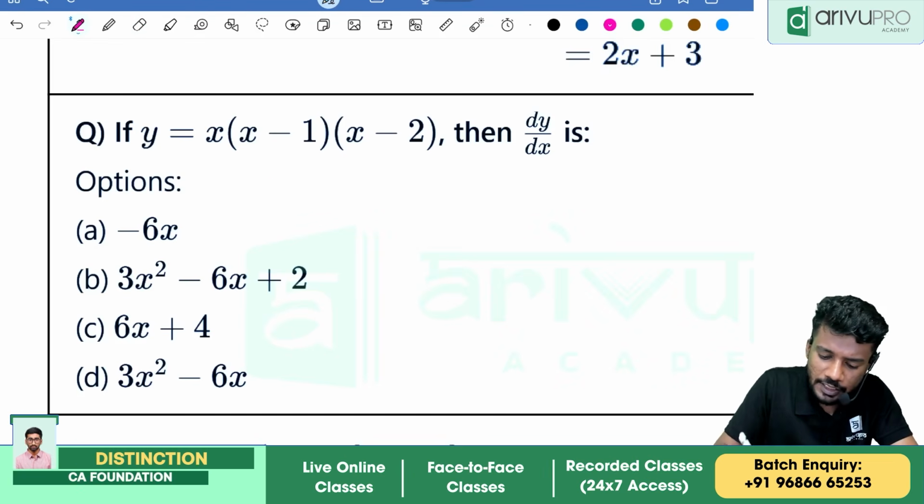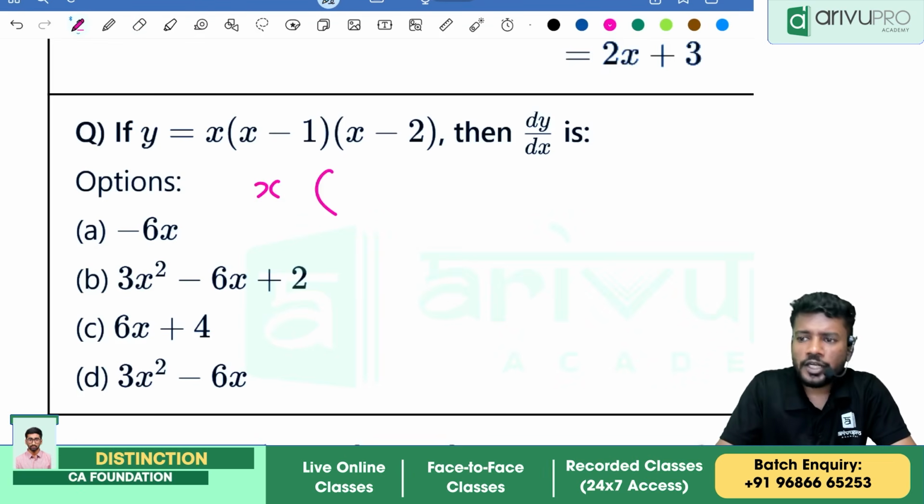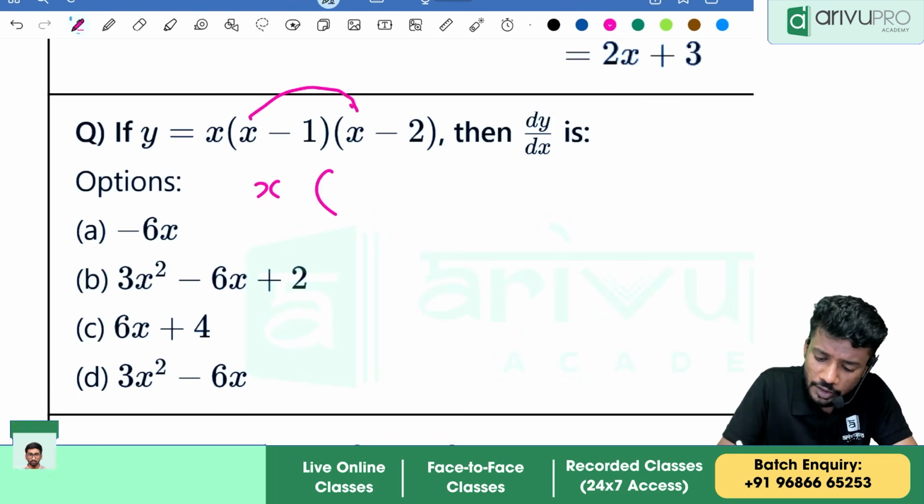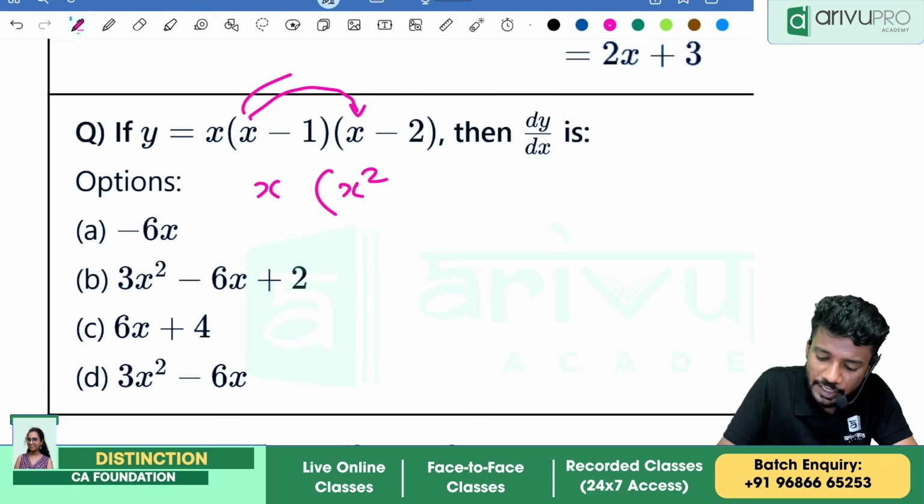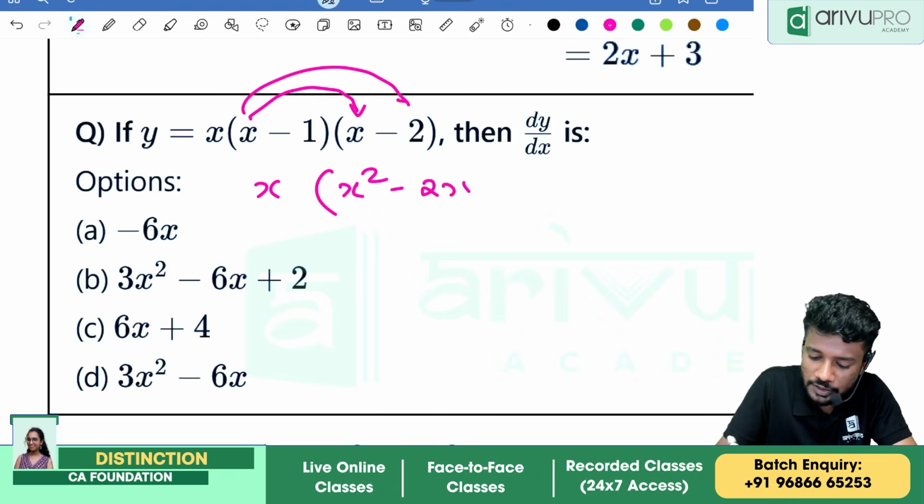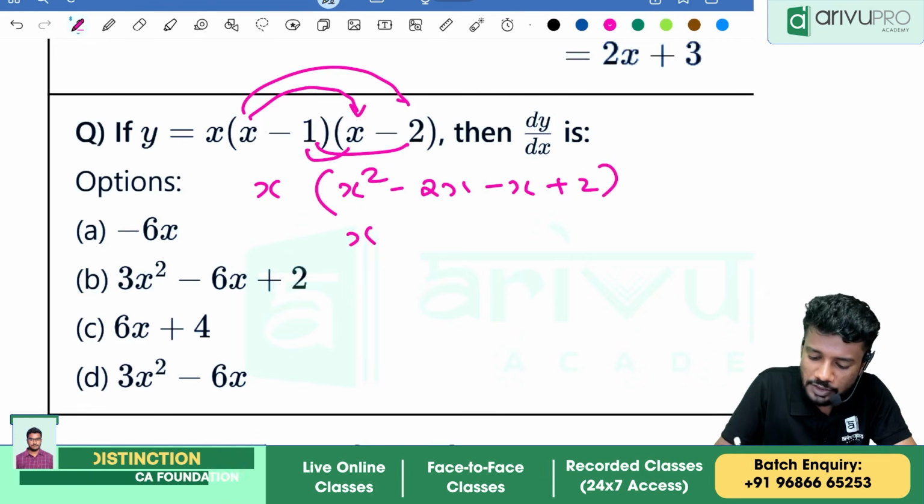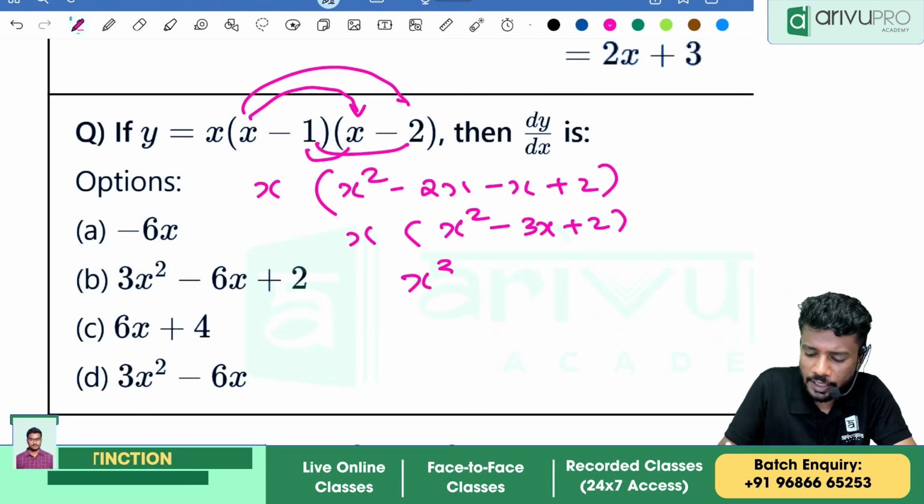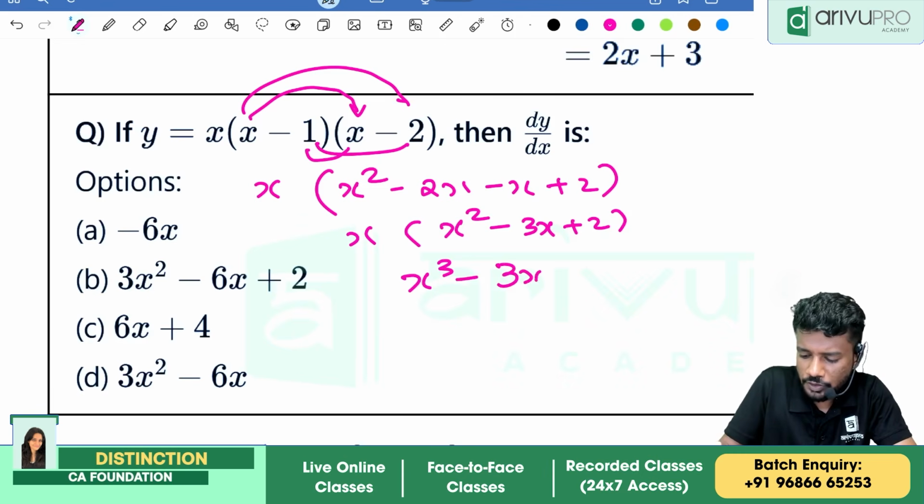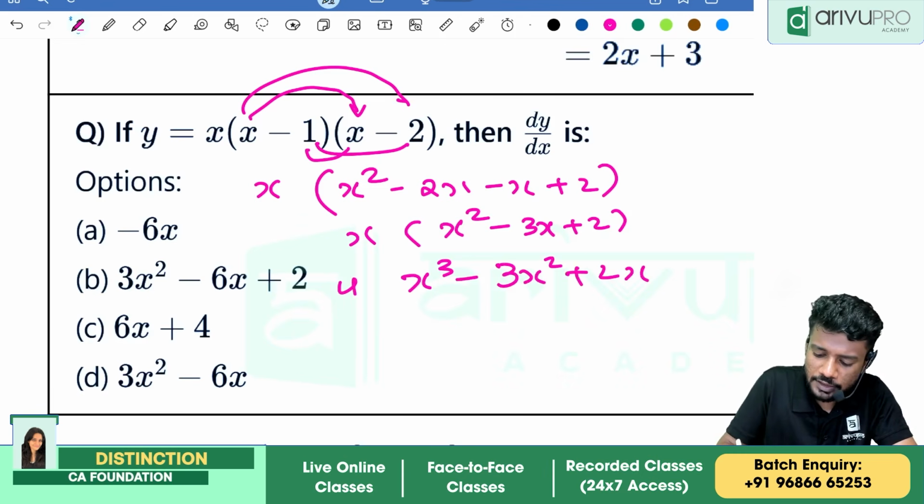I will write x into, what is x minus 1 into x minus 2? If you don't know directly, you will do what? x into x, that is x square. Then x into minus 2, that is minus 2x. Minus 1 into x is minus x. Then minus 1 into minus 2 is plus 2. So x into what is there now? x square minus 3x plus 2. Then open the bracket again. x cube minus 3x square plus 2x, that is equal to y.